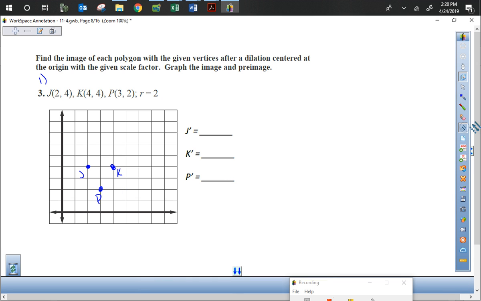We'll connect those. Make sure you're using a straight edge on this. Now would be a good time, if you didn't have a straight edge or highlighters out, to grab those before moving on to the rest of this problem.